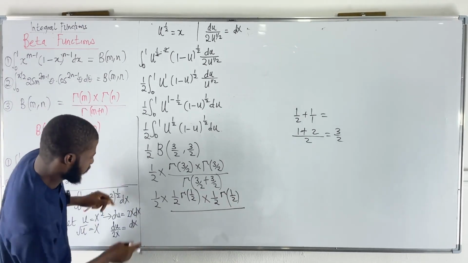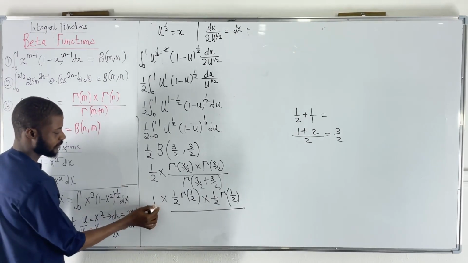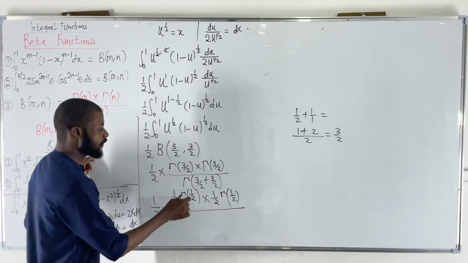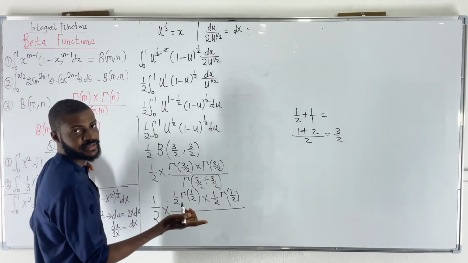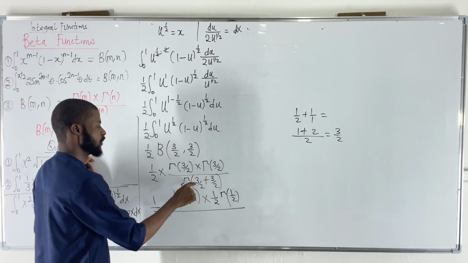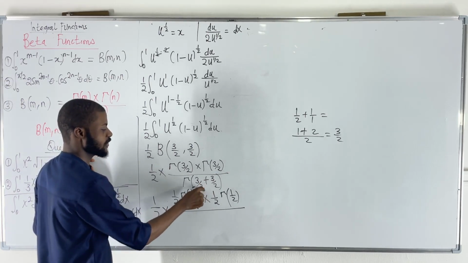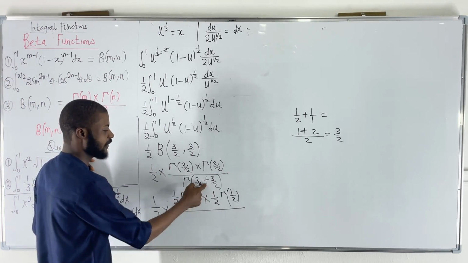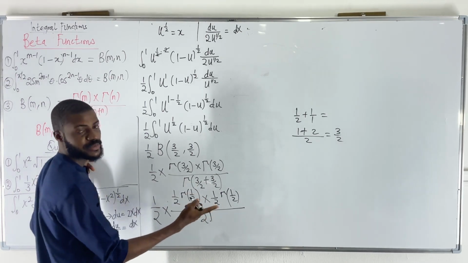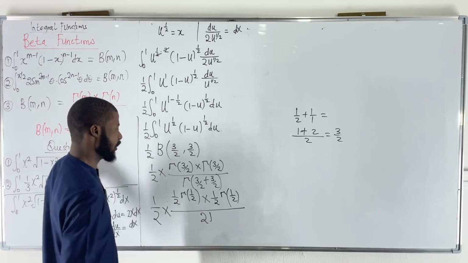Divided by, let me put the times at the middle. Now 3 over 2 plus 3 over 2 is just 3, because 3 plus 3 is 6, then 6 over 2 is 3. So what is the gamma of 3? The gamma of 3 is just 2 factorial, because you have to say minus 1, so 3 minus 1 is 2 factorial.